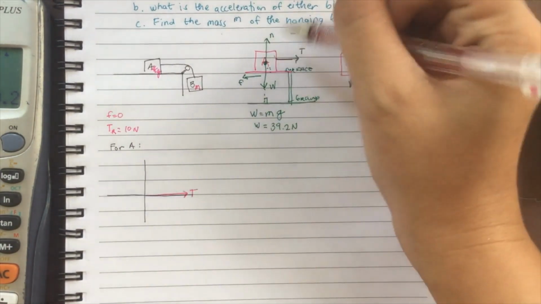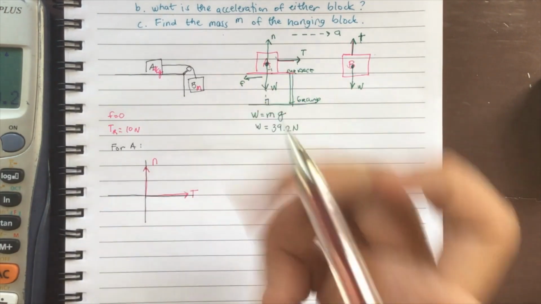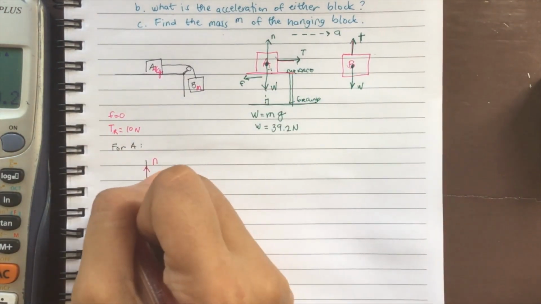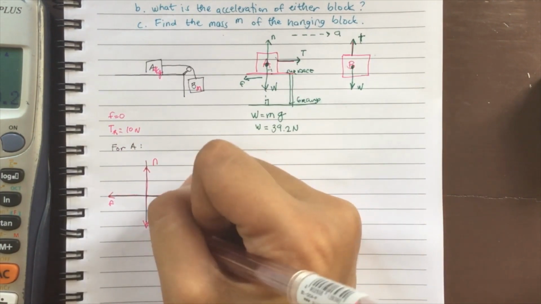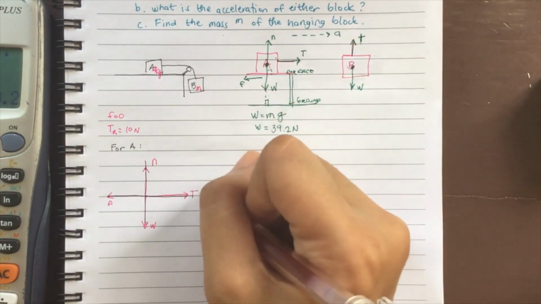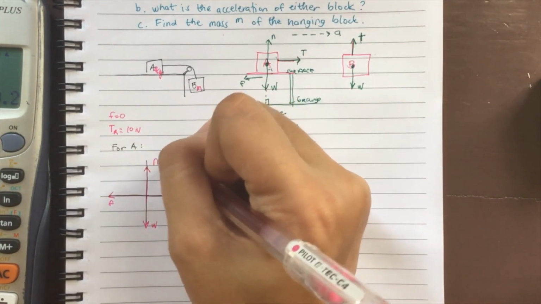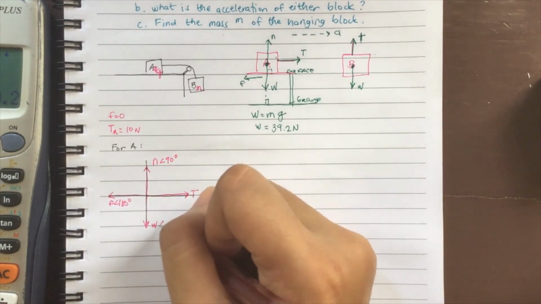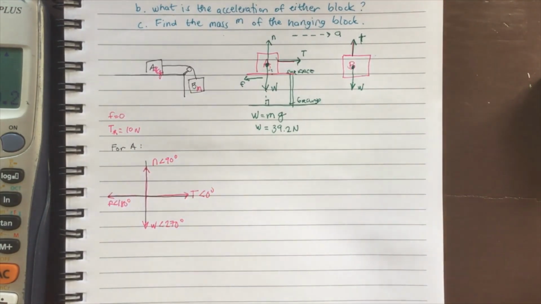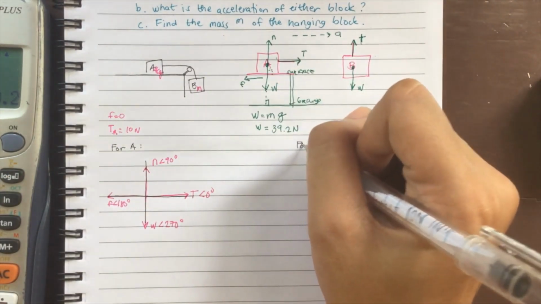Okay. Then, you have normal force. Then, you have friction. And then, you have your weight. The angle of tension is 0. Your normal force is 90 degrees. Your friction is 180 degrees. Your weight is 270 degrees. Okay. Now, for your block B, let's just again draw it.